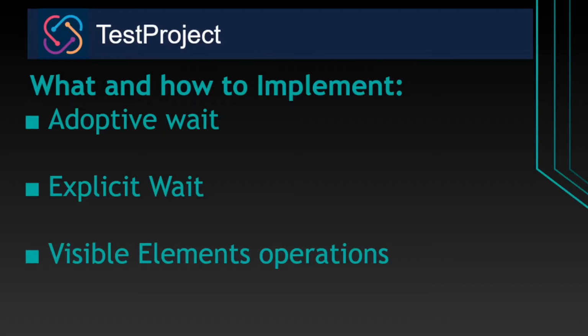Visible elements operations. As I told you in the previous scenario, as soon as you click on login and provide the username and password, you will land on the home page. Let's assume that on the home page I'm validating the welcome note. Once the welcome note element is visible, then you perform the validation.